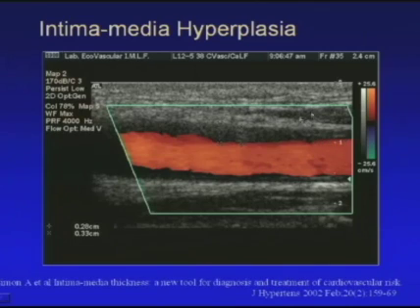And in this case, it's not only hyperplasia, but it's almost a plaque here in the anterior wall of the common carotid artery, with an extension of 3.3 millimeters here, and 2.8 millimeters also.